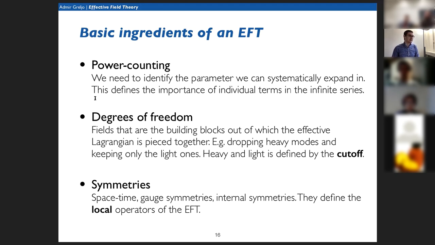So these are the three basic building blocks of an effective theory. You need to have a power counting, you need to define your degrees of freedom, you need to define the cutoff, and you need to define the symmetries. And then you are able to write down the Lagrangian of your theory.